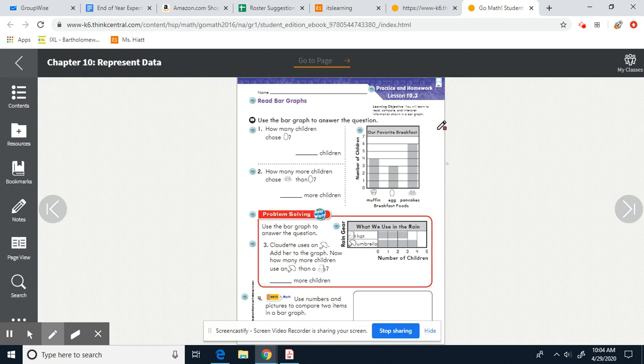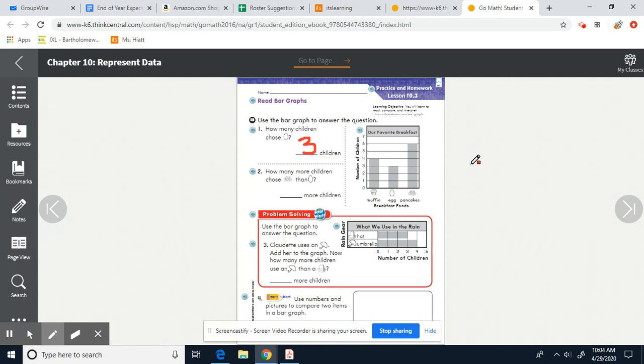Look at the graph. If you're sitting with someone, look to them and tell them how many children chose eggs. If you come over here and look at the graph, you can count them up, 1, 2, 3, or you can look at the top of the graph and go over 3. So we know that 3 children chose eggs. All right, so that's how you read and answer a simple question for a bar graph.